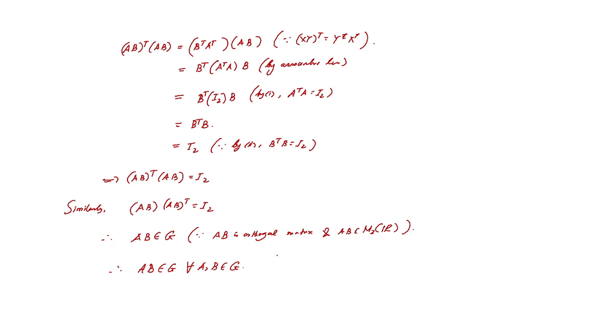Now we check the associative property. You know, for any matrices, the multiplication is associative. So we know (AB)C equals A(BC) for all A, B, C belonging to M2R.